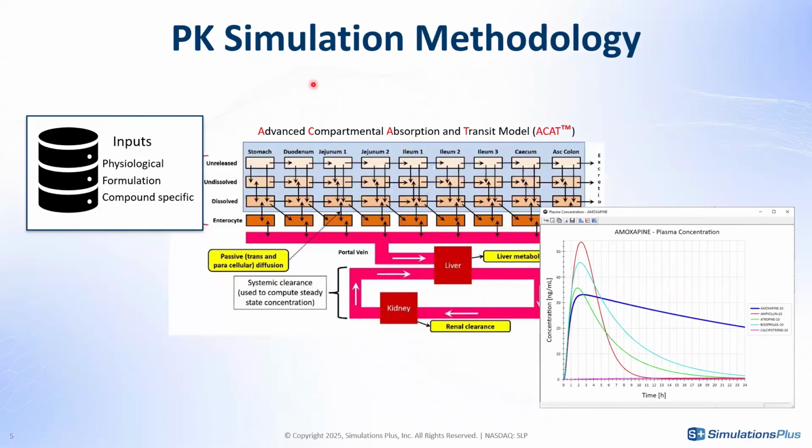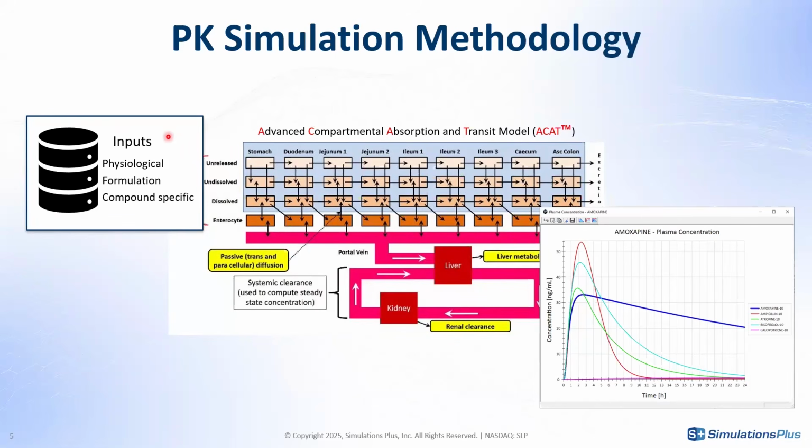The pharmacokinetic simulations are different in that they are not machine learning models, but rather mechanistic simulations. The underlying system consists of the ACAT model to describe transit through the GI tract, and that is coupled with a compartmental model to describe the distribution and elimination.